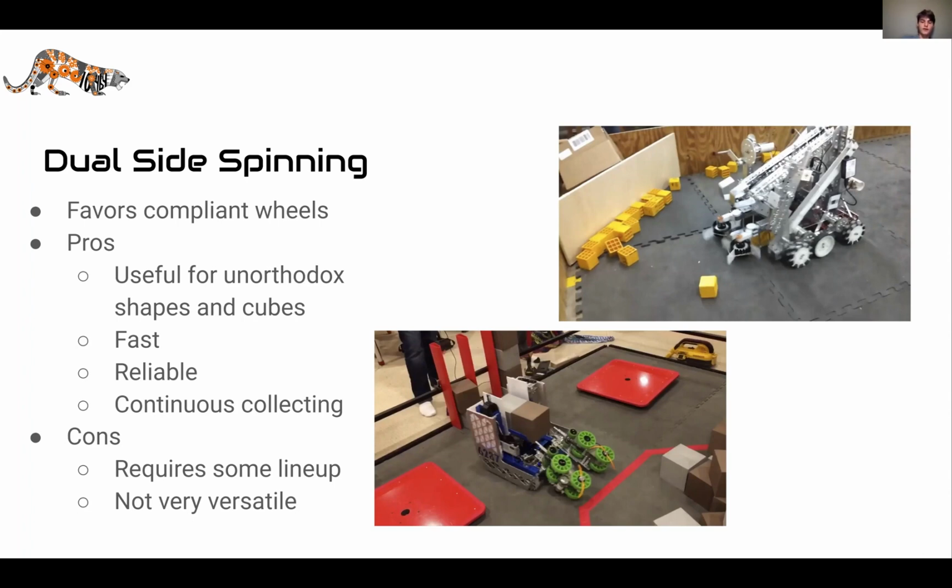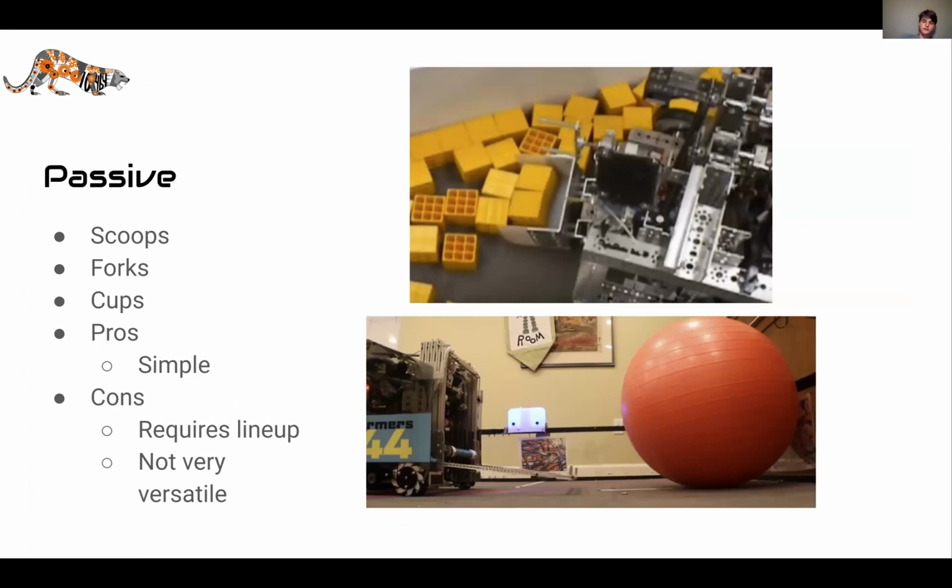These are something that we have used frequently in the past for fast games and have gotten a lot of success out of. So for the passive intake, some examples are scoops, forks, and cups. Some pros are that they are very simple to design, but the cons are that they really require lining up, and they're not very versatile.